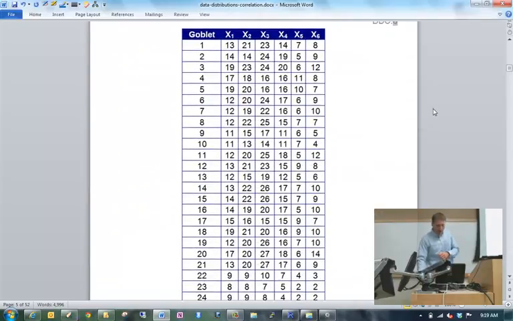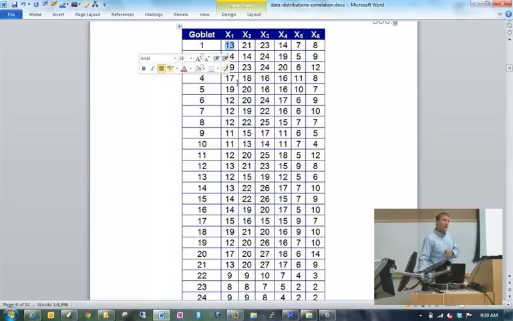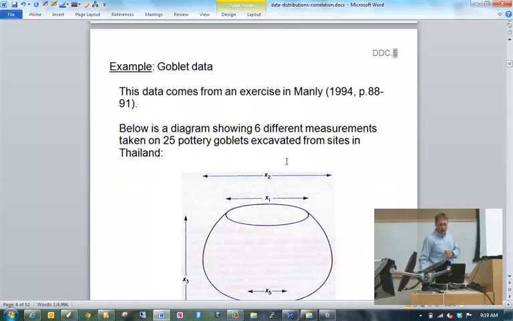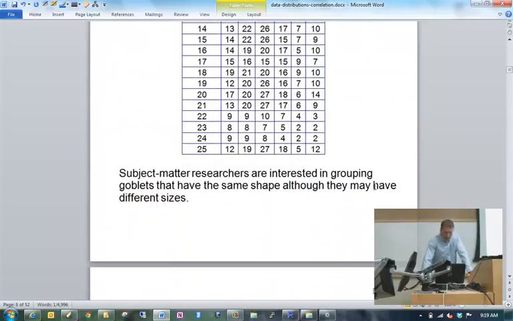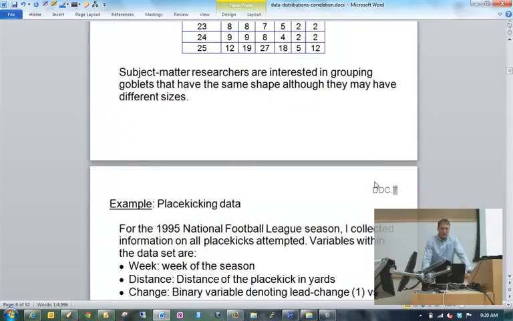And so this is what the data set looks like. It's a small data set, which is often good for illustration purposes. So for example, goblet number 1 had an opening of 13 centimeters at the very top of the goblet. And the subject matter researchers in this situation, meaning the archaeologists, were interested in coming up with some kind of grouping mechanism for these goblets.